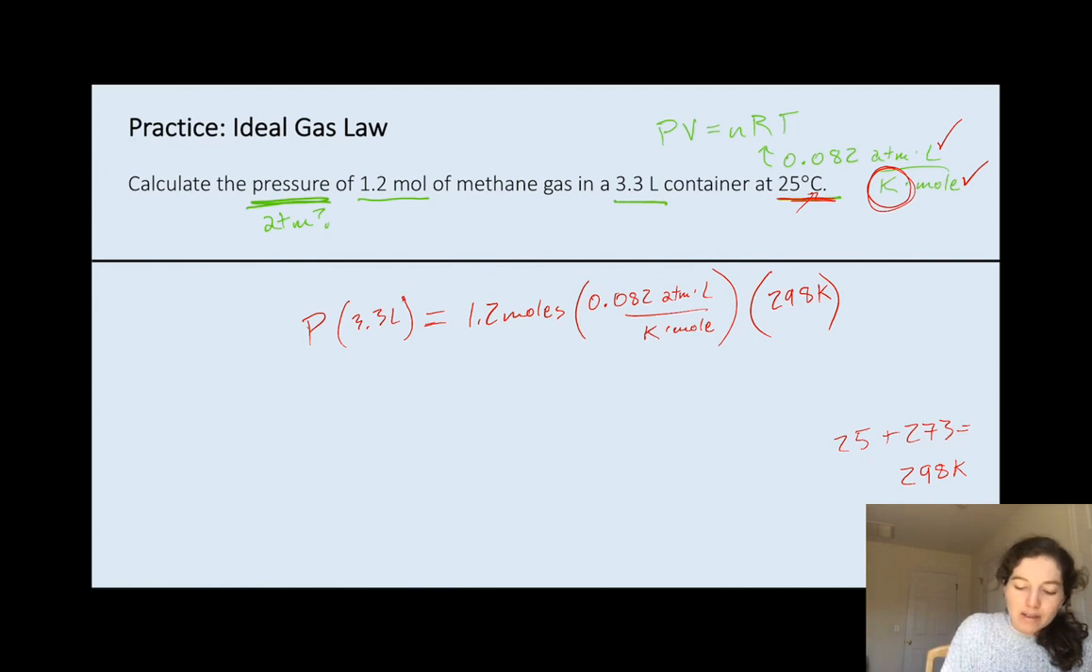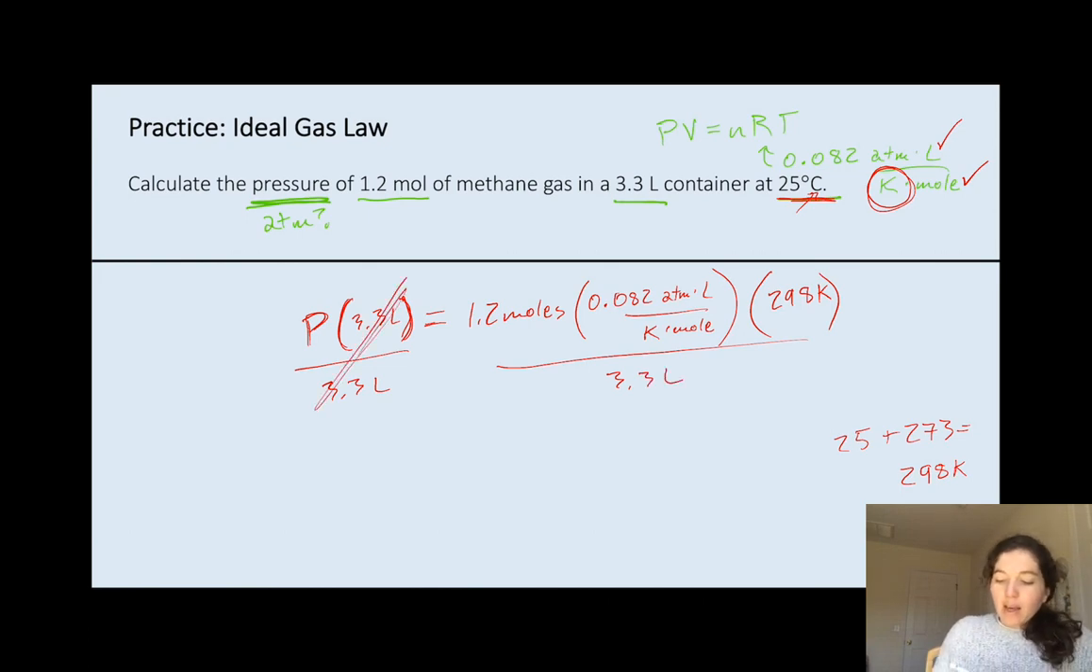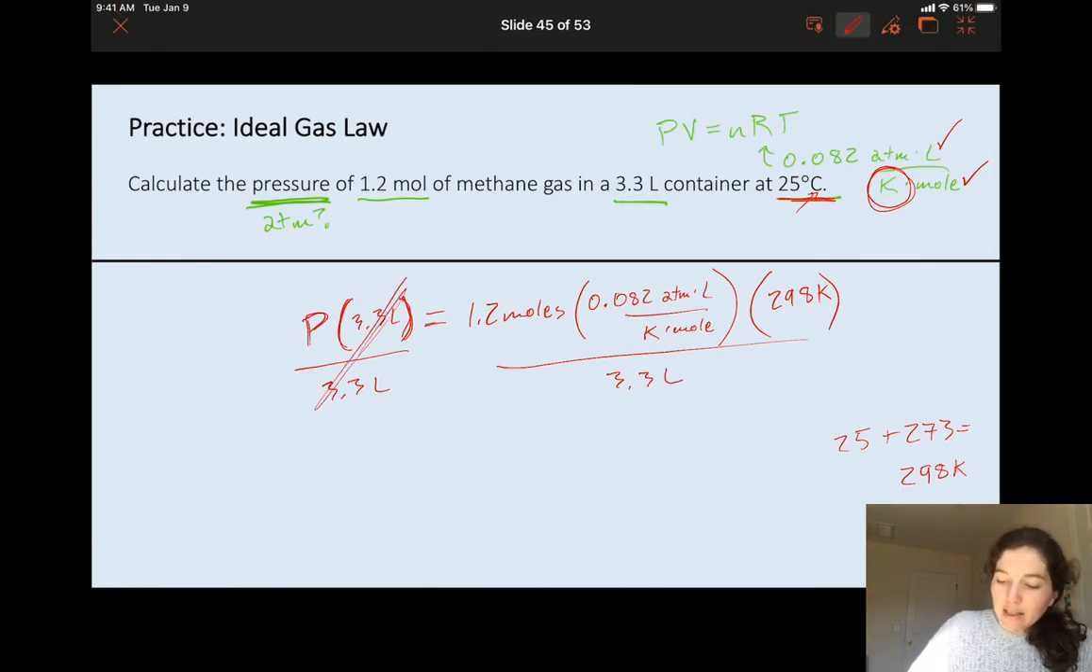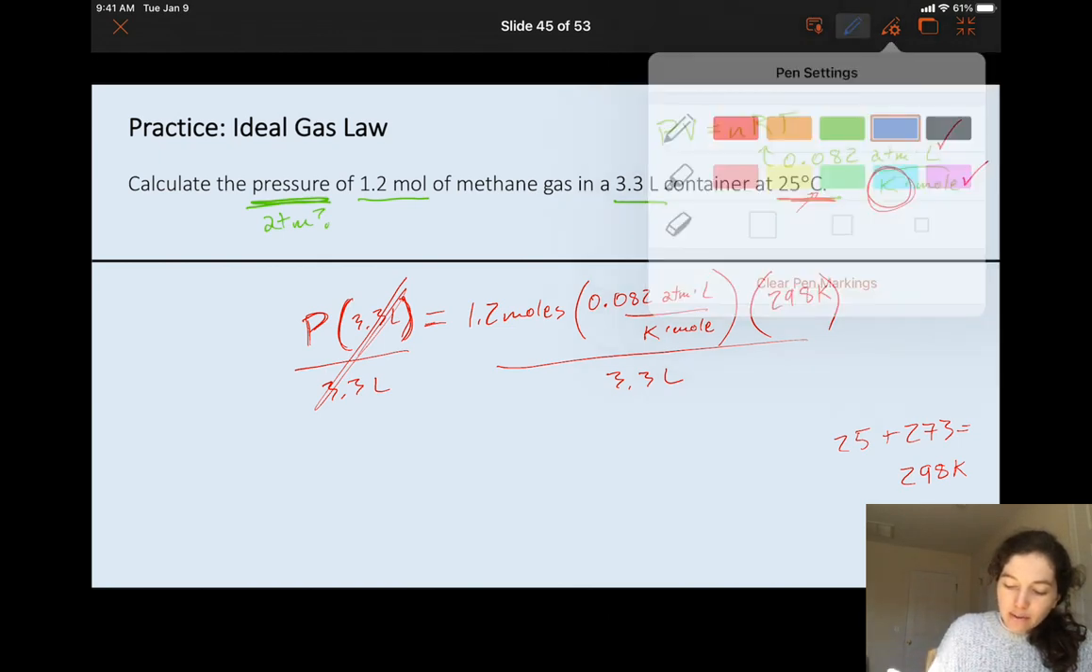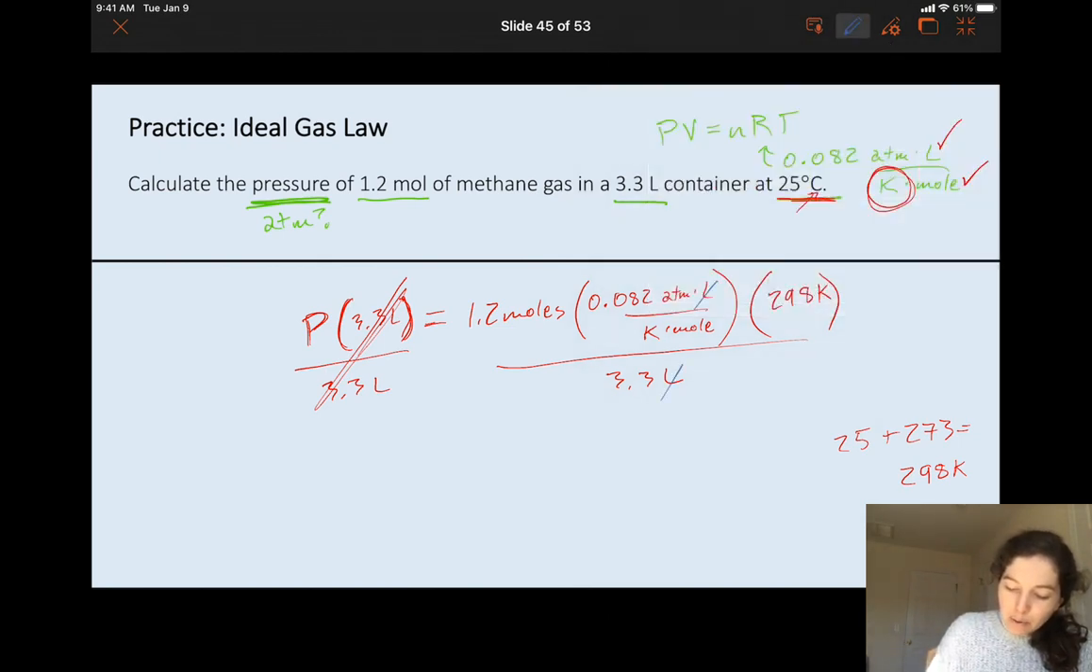Because this is multiplied by pressure on this side, in order to undo it, we're going to divide both sides by 3.3 liters. It's going to get rid of it here. And now what we can see is that all of our units cancel out. Liters cancels with liters, moles cancels with moles, Kelvin cancels with Kelvin, to leave us with ATM. So our final answer here is going to be in atmospheres.